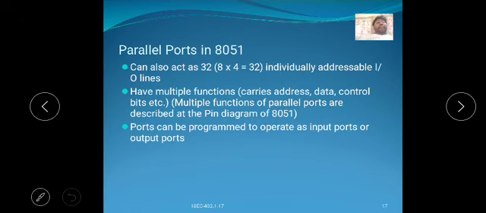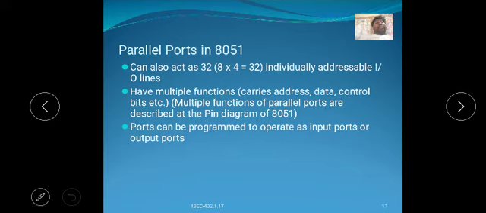Have multiple functions, carries address, data, control bits, etc. The multiple functions of parallel ports are described at the pin diagram of 8051.